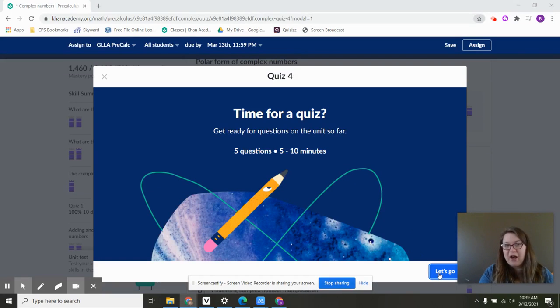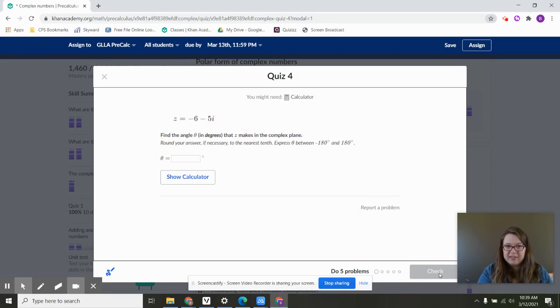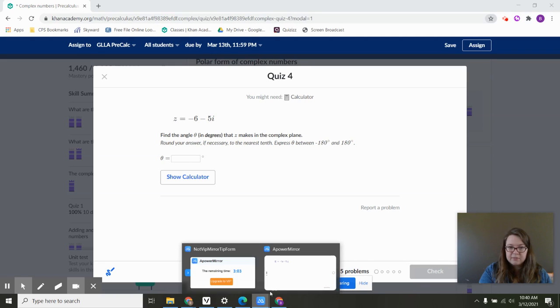Hi, I wanted to show you how I did this complex numbers quiz 4 because some of the things are rather complicated. So when you are supposed to do something like this, it says z is equal to, I'm just writing this down on my iPad and I'll share it. So z is equal to -6 minus 5i.